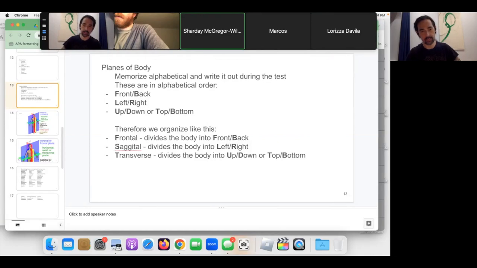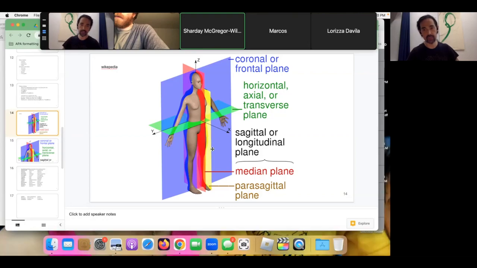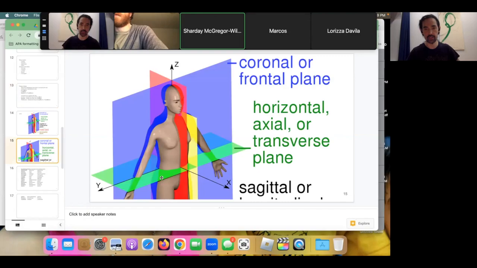Okay, and then the sagittal plane divides the body into the left and the right. So this red one here is the sagittal plane, dividing the body into the left side and the right side. They give you another sagittal plane, or a variation on the sagittal plane, called the parasagittal plane. And the transverse plane divides the body into top and bottom, or divides it up and down. So here's the transverse plane, this green one, dividing the body into top and bottom, up and down, superior and inferior.